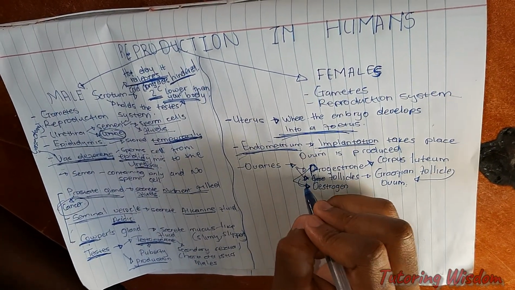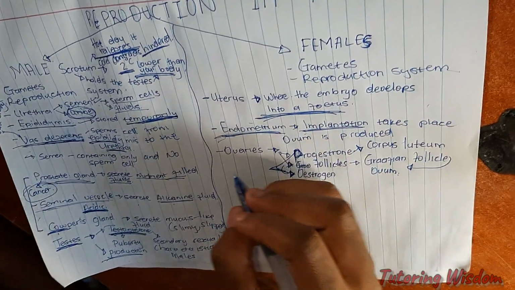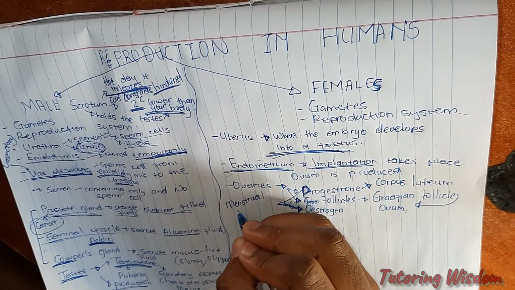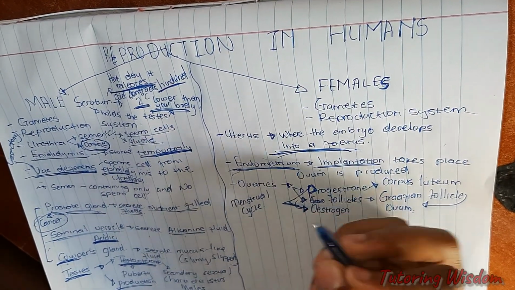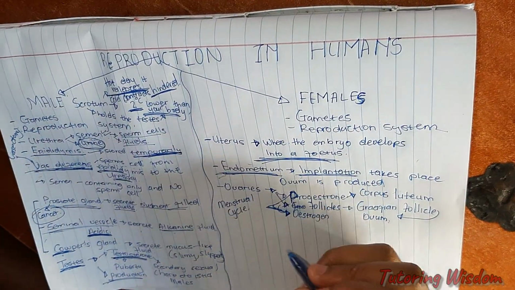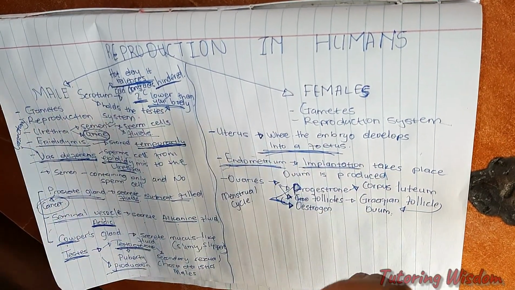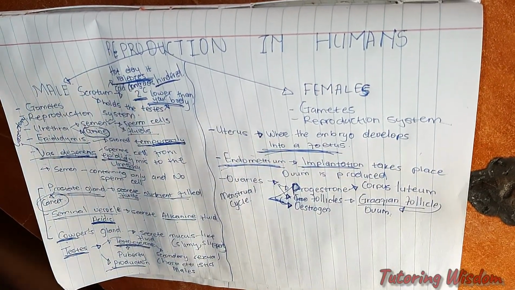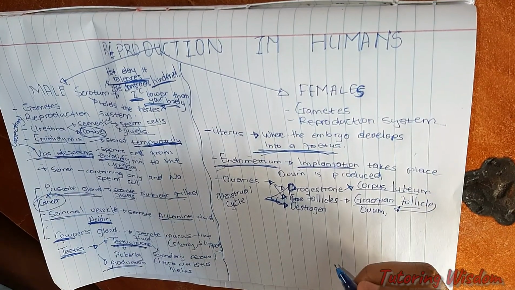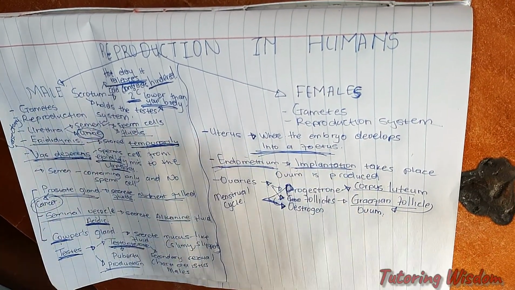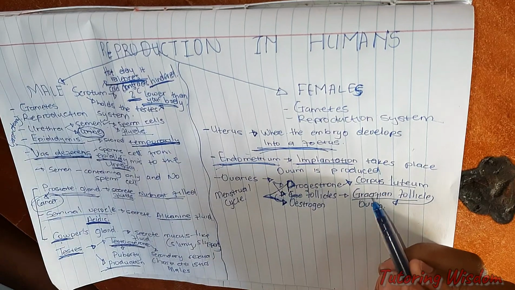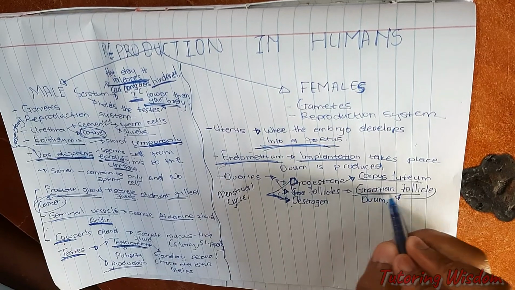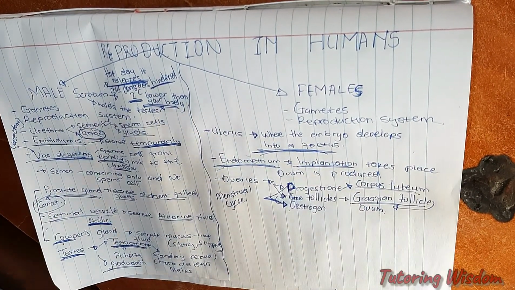This will be important when you are doing the menstrual cycle. So be wary of these ones. Progesterone comes after estrogen, just as the Graafian follicle is formed before the corpus luteum. So what you need to know is that progesterone is secreted by the corpus luteum and the estrogen is secreted by the Graafian follicles.